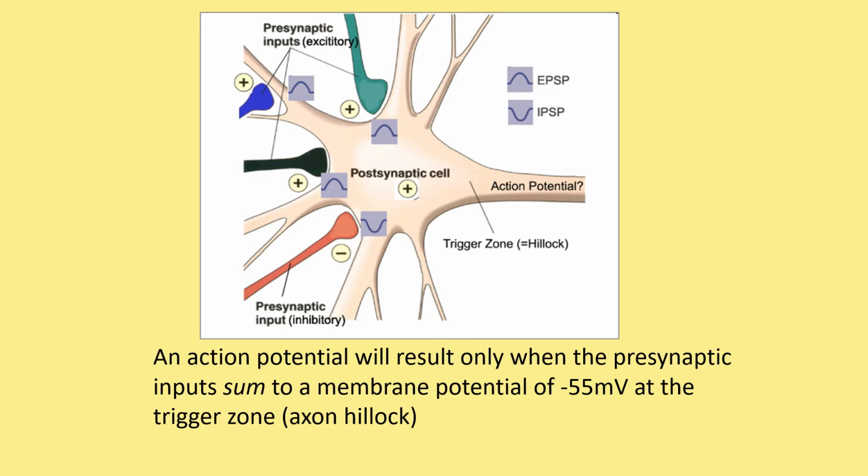All right, so that trigger zone, which is also known as the axon hillock, if those presynaptic inputs can get the membrane to depolarize to negative 55 at that region of the membrane, then an action potential will be generated. And remember, action potentials are all or nothing. When they happen, they will propagate the entire length of that axon to the synaptic end bulbs of the postsynaptic cell.